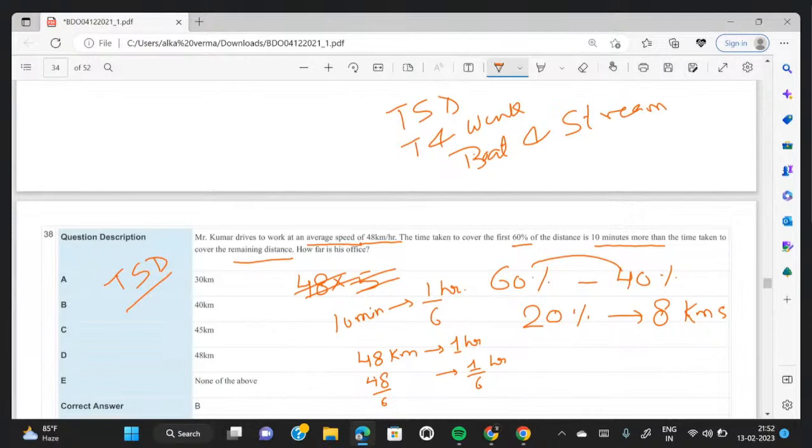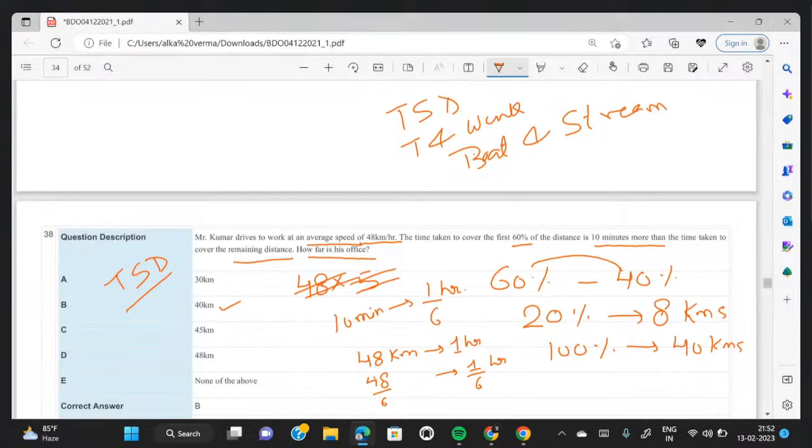Now what is the question? How far is his office? It means the total distance, so the total distance traveled needs to be 100%. For 100%, 20 cross 5 is 100, so it will be 8 cross 5, which comes to 40 kilometers. The answer is 40 kilometers.